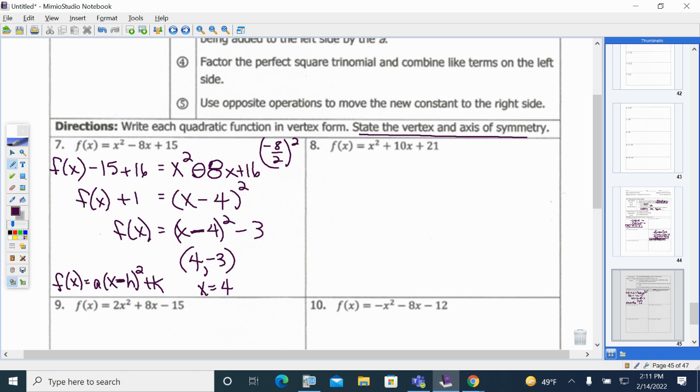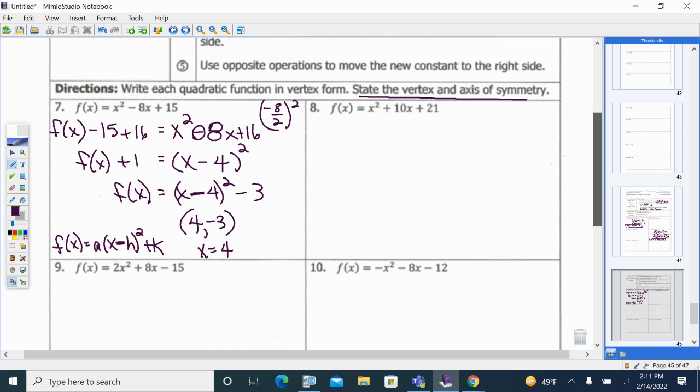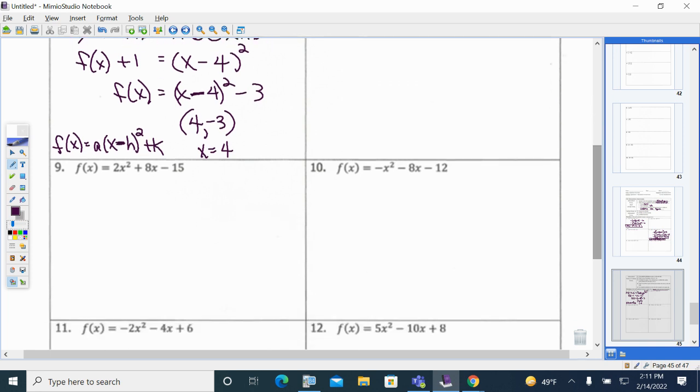Let's look at another one. Let's look at number 9. Now, number 9 has a coefficient on the x squared. So we're going to have to deal with him in just a second. But the first step is to use your opposite operations to move the c. So I'm going to add the 15 over with the f of x.